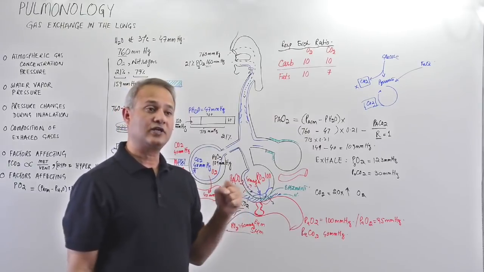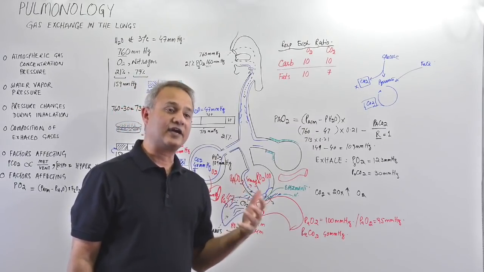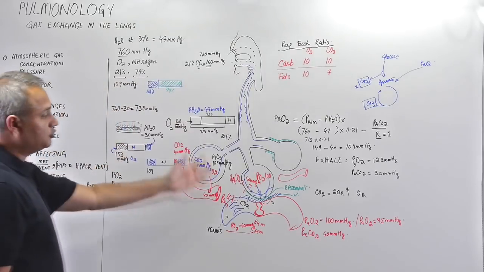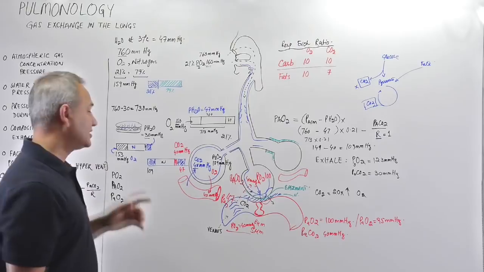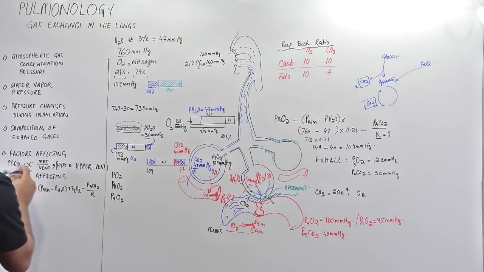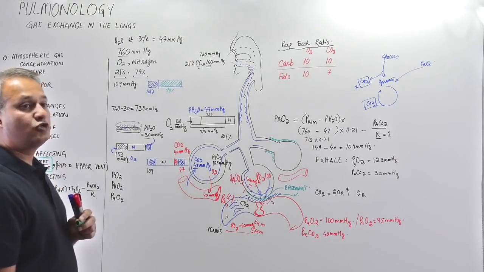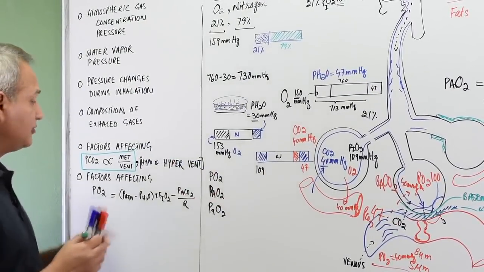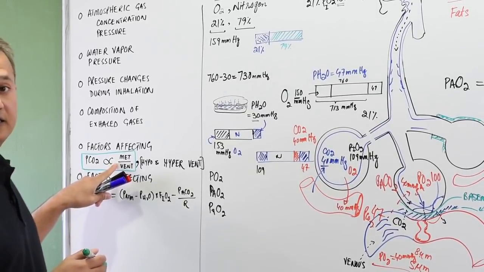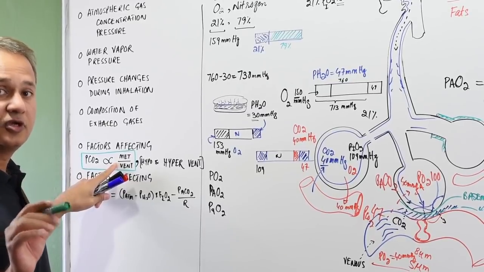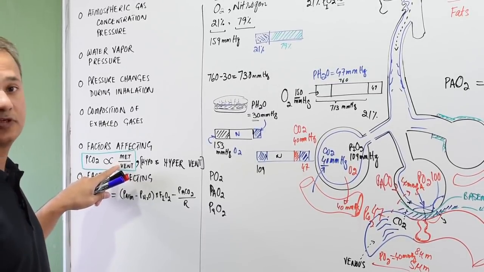Now let's talk about what are the factors that affect the carbon dioxide and oxygen diffusions. So let's look at the carbon dioxide first. It is easier and we can get done quickly here. Carbon dioxide, there are two factors that affect it. One is the metabolic rate. So if you see here, pressure of the carbon dioxide is directly proportional to metabolic rate and inversely proportional to ventilation.